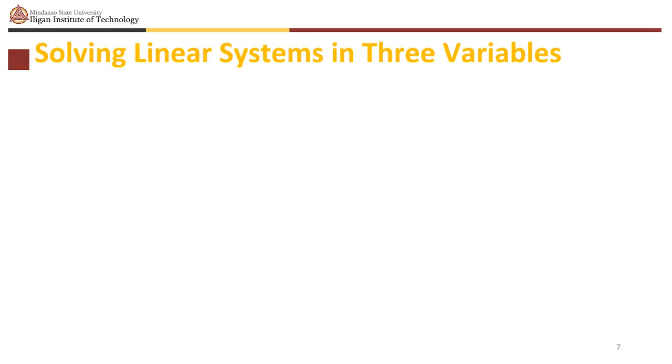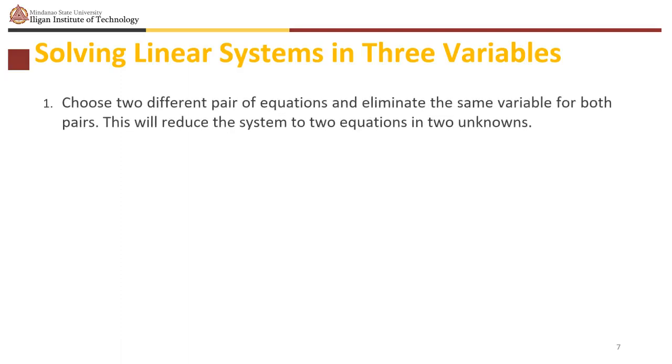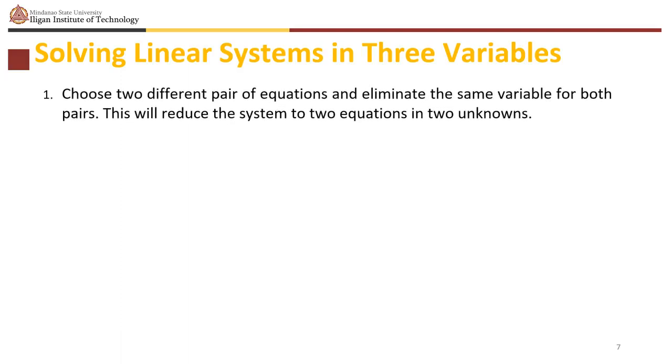Now, here are the steps in solving linear systems in three variables. The first step is to choose two different pairs of equations and eliminate the same variable for both pairs. This will reduce the system to two equations in two unknowns. Then, the next step is to solve the resulting system of two equations and two unknowns using the elimination or substitution method. This will result in an equation in one unknown.